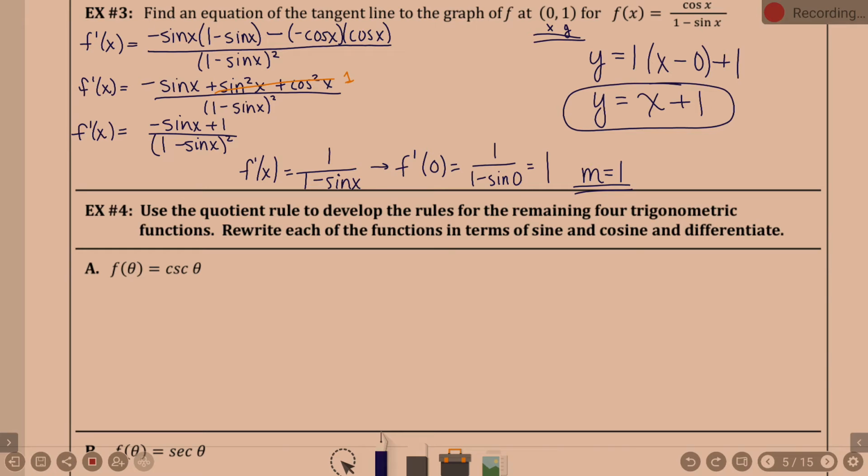Okay. Moving along. The next part of this page talks about using the quotient rule to develop rules for the 4 remaining trig functions. Technically, I mentioned one of these the other day. We should only have 3 remaining. Yeah, we mentioned tangent because it was in the notes that I needed to fill in the other day, wasn't it? Because it talked about memorizing it.